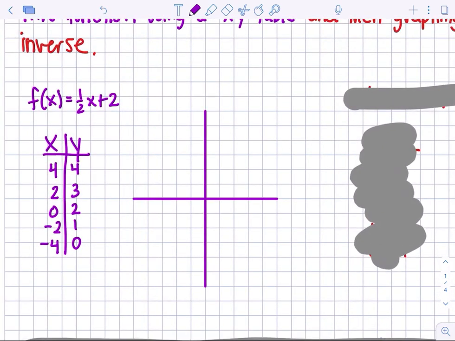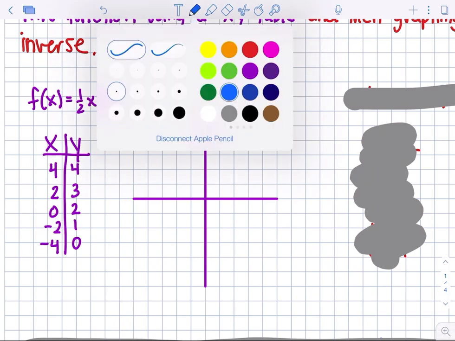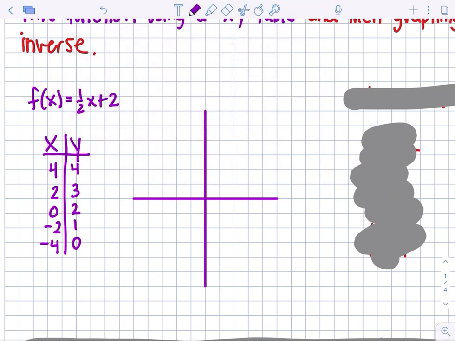So we're going to get 4, 4. 1, 2, 3, 4 to the right, and 1, 2, 3, 4 up. Then 2, 3: 1, 2 to the right, 1, 2, 3 to the top. Then 0, 2, then -2, 1, and -4, 0. So there's my graph, and then we get that. Okay, so that's the graph for the original.